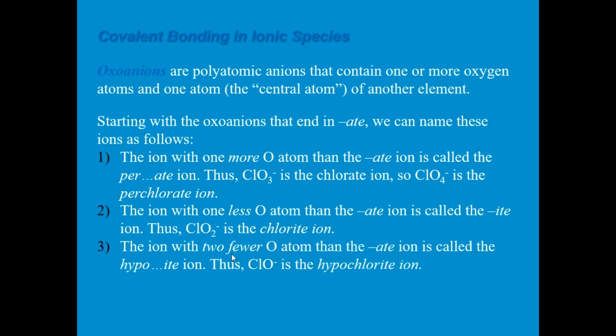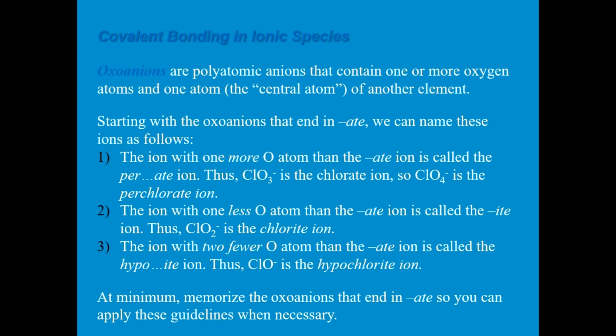The ion with 2 fewer O atoms than the -ate ion is called hypo-, so it's hypochlorite. So this is a way to remember perchlorate and hypochlorite, chlorate and chlorite. Chlorate is ClO3, chlorite is ClO2, perchlorate is ClO4, and hypochlorite is ClO by itself. You should memorize your oxoions that end in -ate so you can apply these guidelines when necessary.